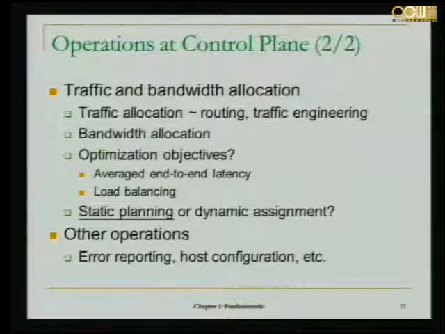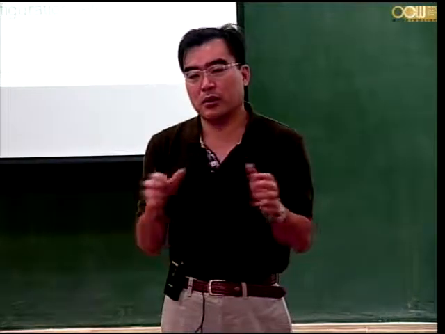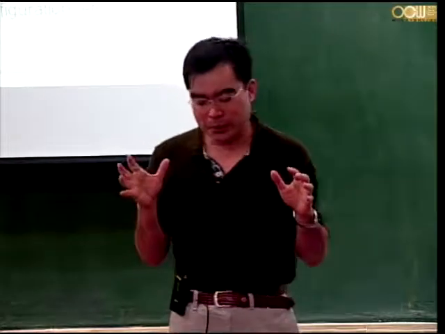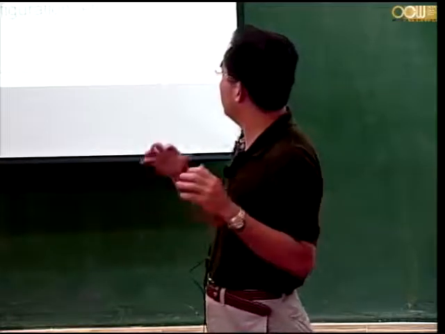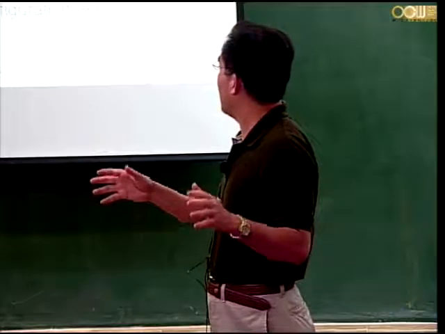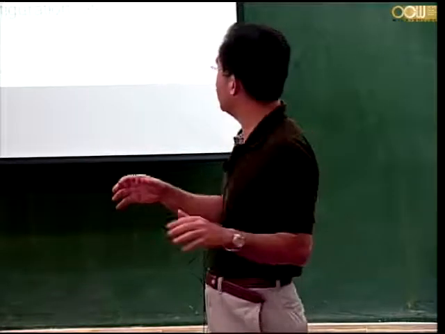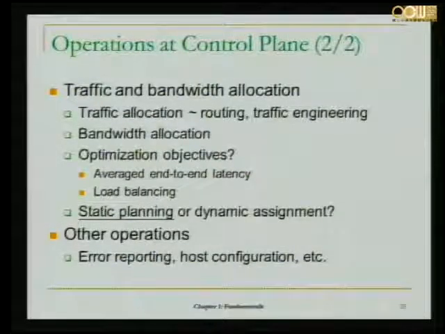Another control plane operation is traffic and bandwidth allocation, where you can dynamically adjust the bandwidth and the input traffic. This is fancy, and then you can reach some optimization goal. Say I want to minimize the end-to-end latency, or I want to do load balancing. These are good. However, the internet usually does not do those kinds of resource adjustment on demand or dynamically.